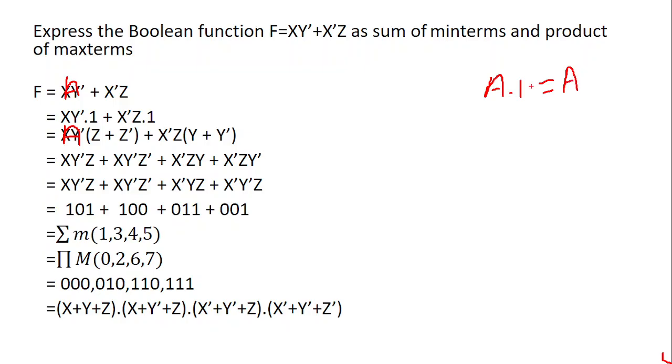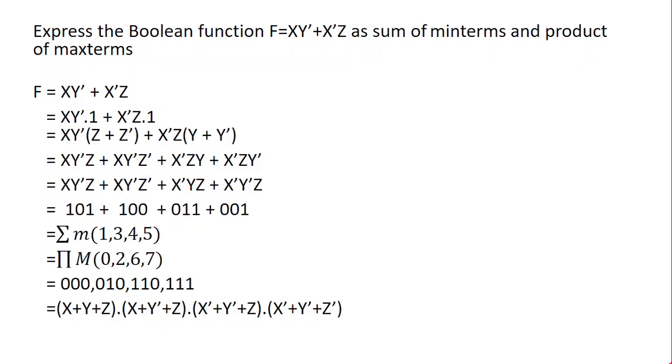You know very well, 1 is the multiplicative identity. So what is a after all? A is nothing but x y dash. So instead of a, you take x y dash. X y dash dot 1 is equal to x y dash, because anything multiplied by 1 will give you the same answer. So that is good.